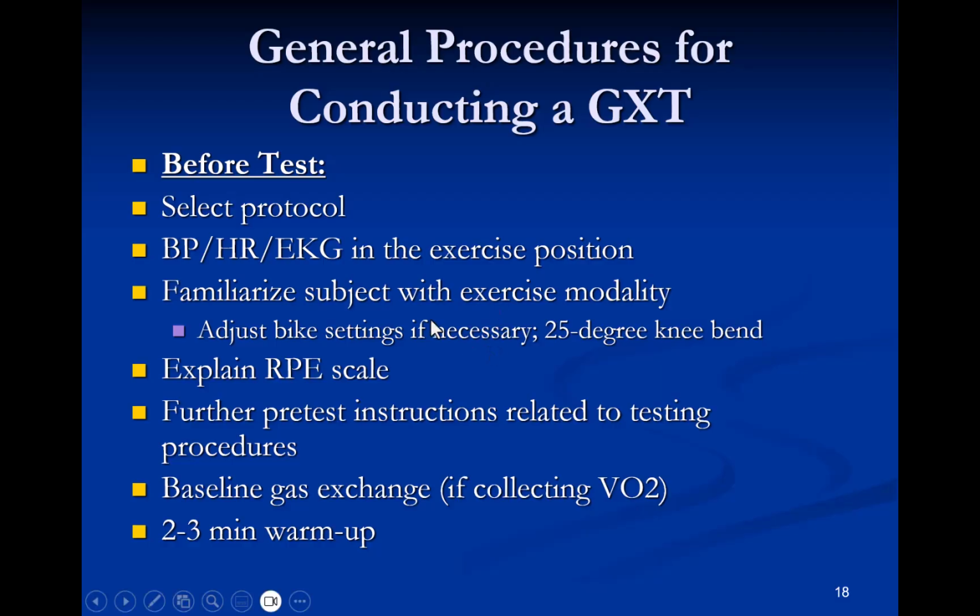All right, so general procedures when doing a GXT or graded exercise test. Before the test, obviously select the protocol you're going to use. Record blood pressure, heart rate, EKG if necessary, in the exercise positions. If they're on a treadmill, just standing, on a bike, sitting on the bike. Familiarize the subject with the modality. Tell them how they're going to ride the bike or be on the treadmill, etc.